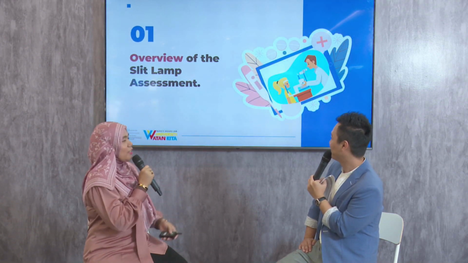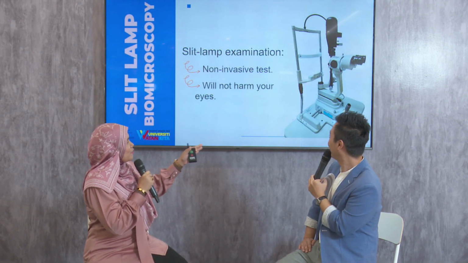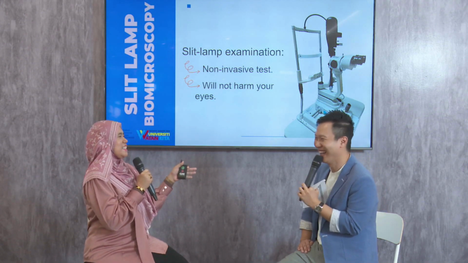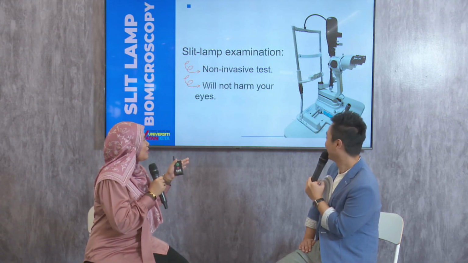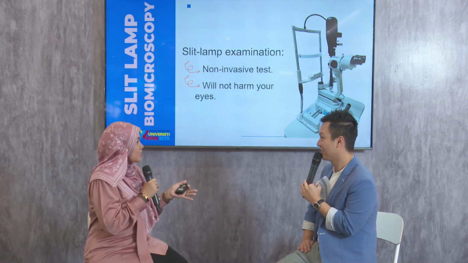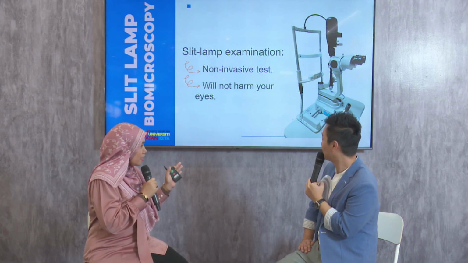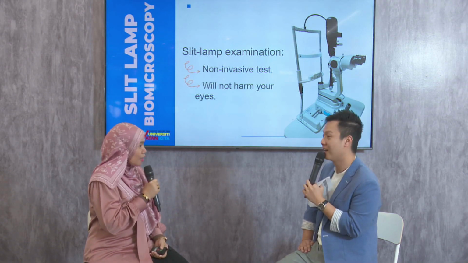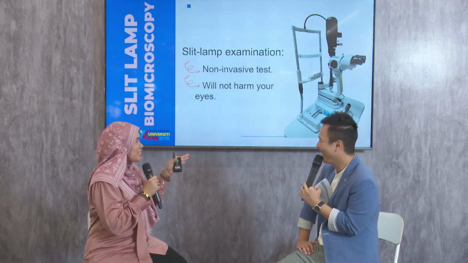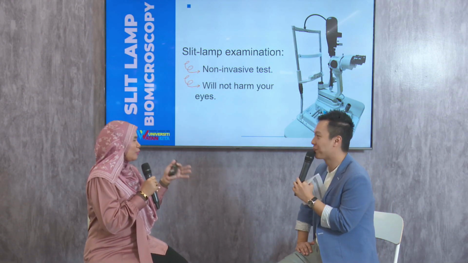So let's have a look at the overview of the slit lamp. If you look at this instrument on the far right, it's a bit intimidating, right? This is the slit lamp. The slit lamp is an examination technique to assess ocular structures. It's a non-invasive technique. It's not harmful, although it looks intimidating. It's basically just an instrument to check the eyes.